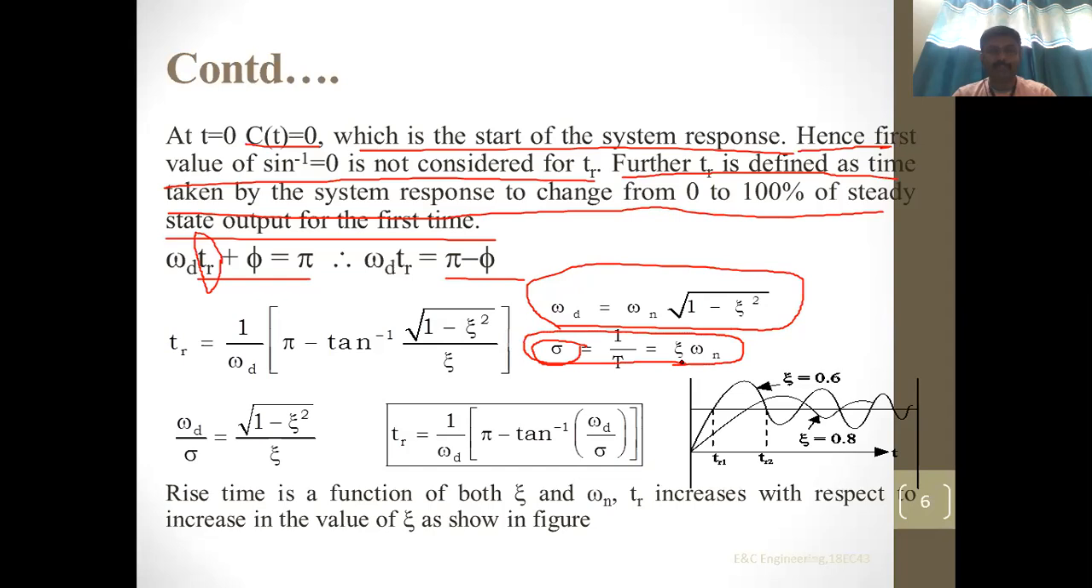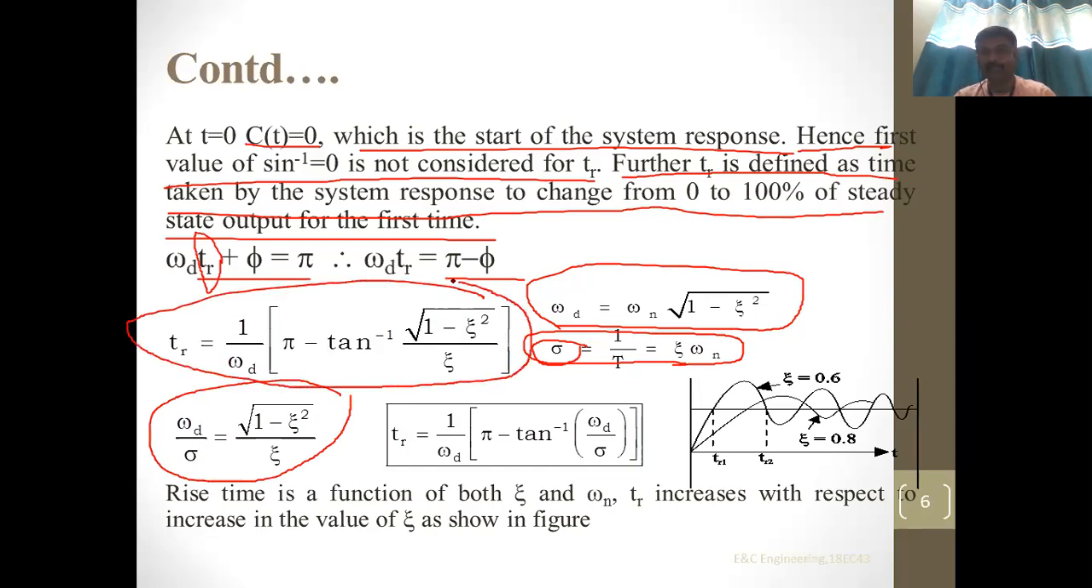This is one more expression. Finally, if I try to simplify this, strictly speaking, omega d, this 1 by t or xi omega n, I may simplify in terms of sigma. Omega d divided by sigma is equal to root of 1 minus z square divided by xi. Actually, this is not so important. If you remember this expression, that is more than sufficient.